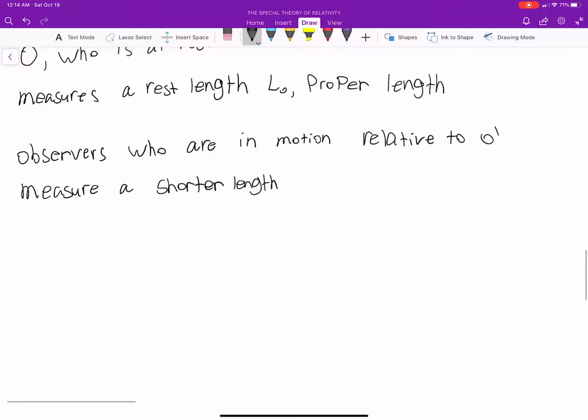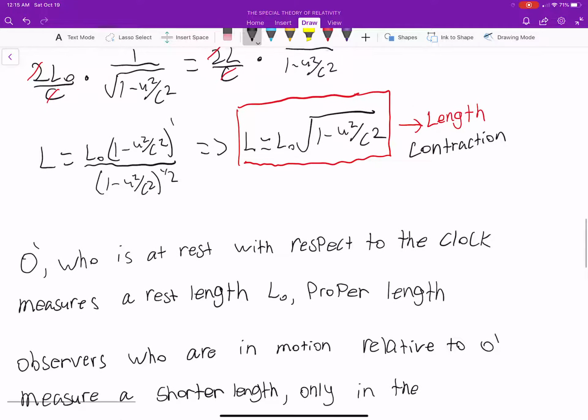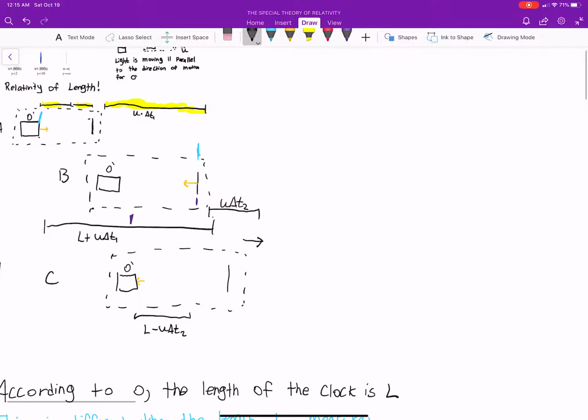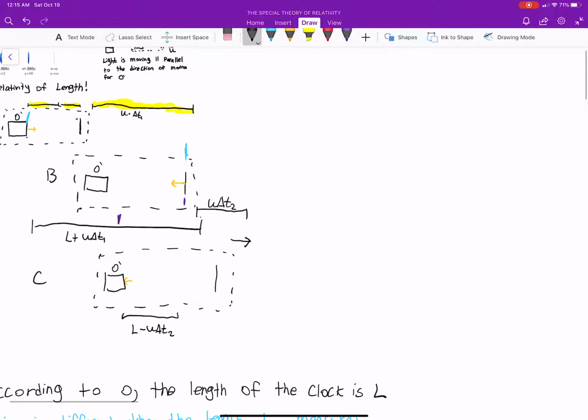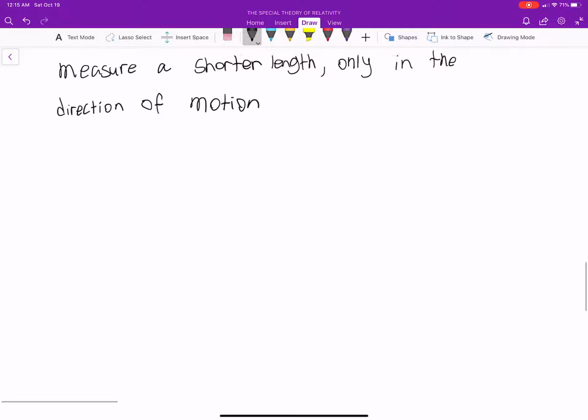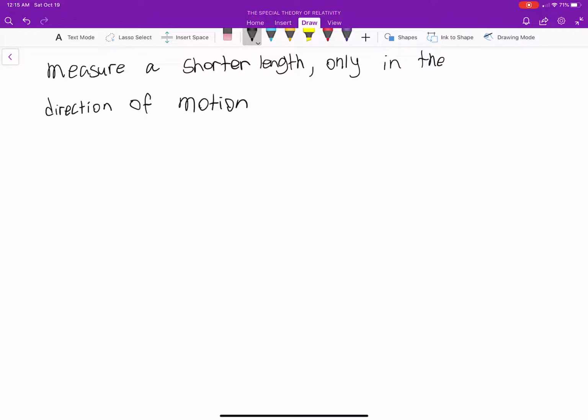Okay. Important thing to know, this is only in the direction of motion. Only in the direction of motion. So if we look up here, our clock was moving to the right. So it would look like it gets crunched sideways, not up and down, since that's where we're moving. I'm going to attempt to draw a few pictures to hopefully help out.